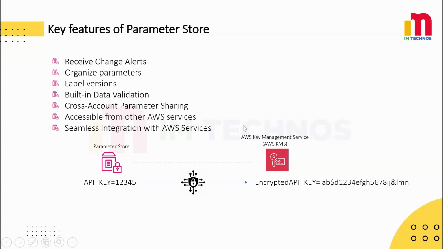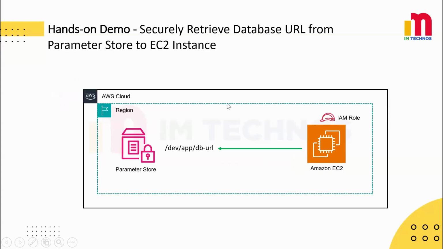Now that we have covered the key features of AWS Systems Manager Parameter Store, let's move on to the hands-on demo. In this demo, we will explore how to securely retrieve a database URL stored in AWS Systems Manager Parameter Store and access it from an EC2 instance.